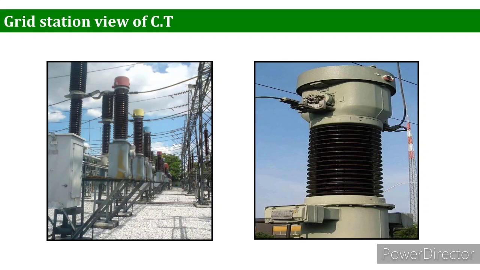The basic problem for the students is how we can identify on a grid station what is a CT and what is a PT. They are basically confused because both look like a cylinder of porcelain insulator with a top cylindrical box type connection head and a cylindrical square type metal box base.